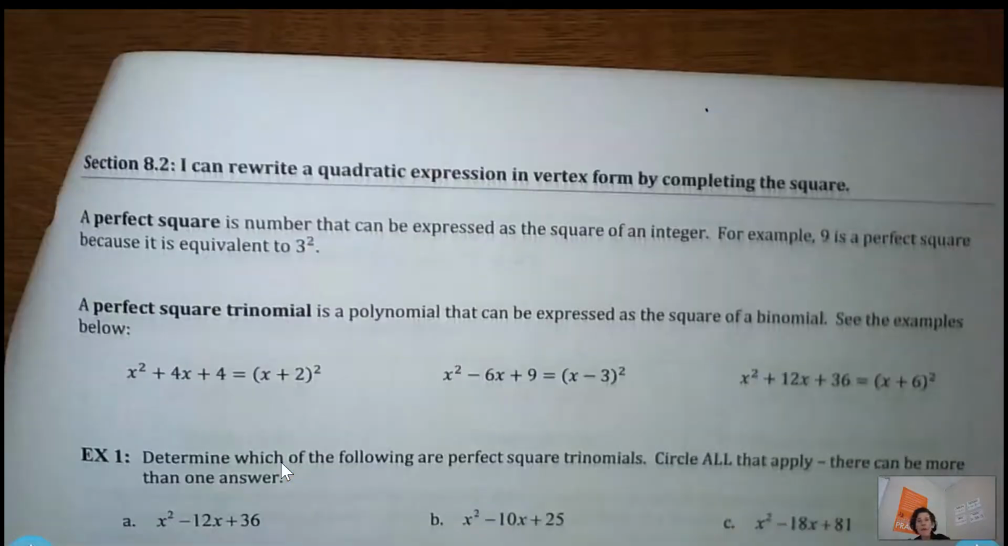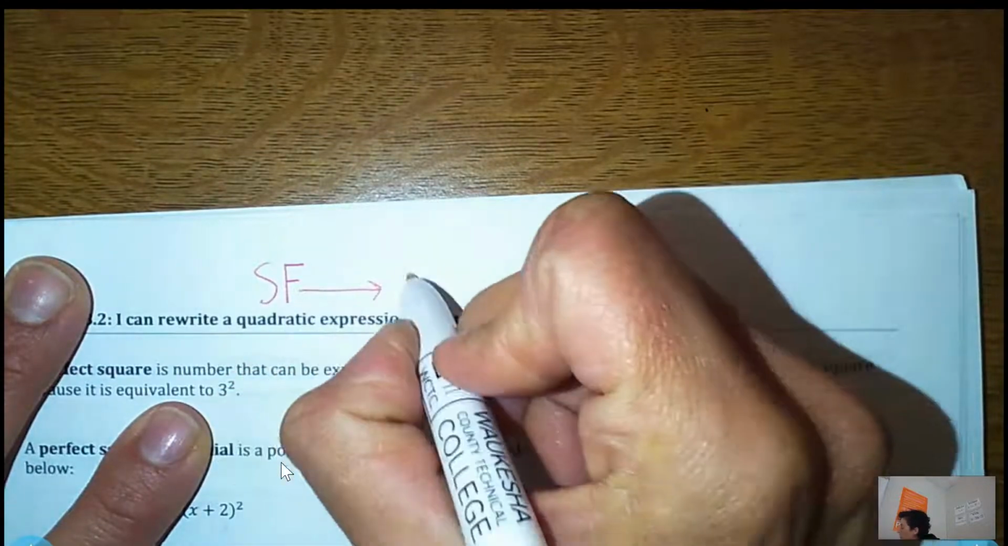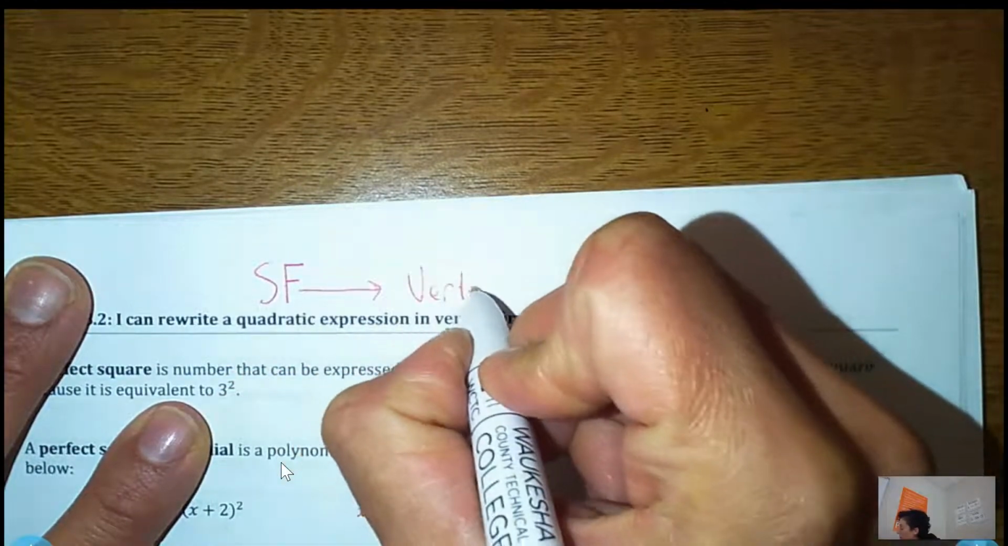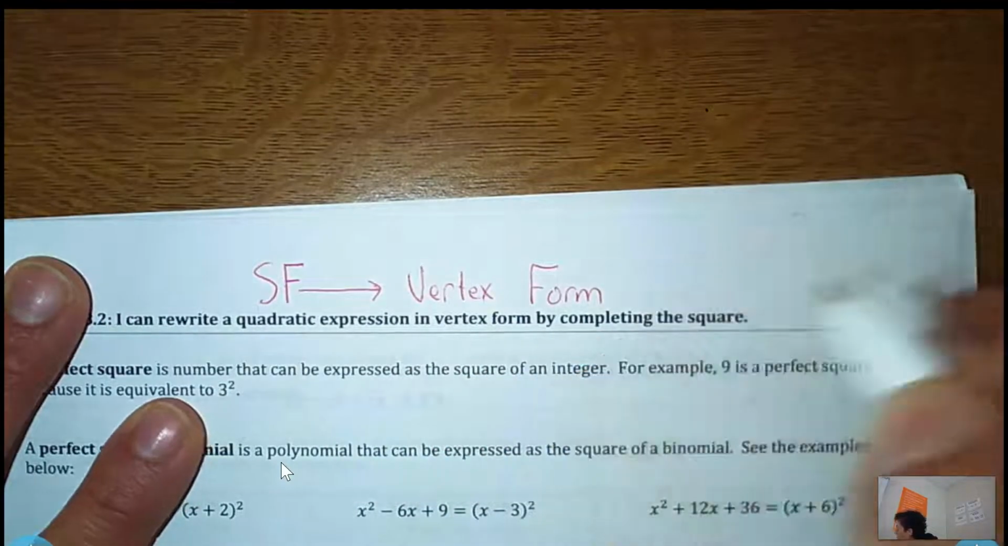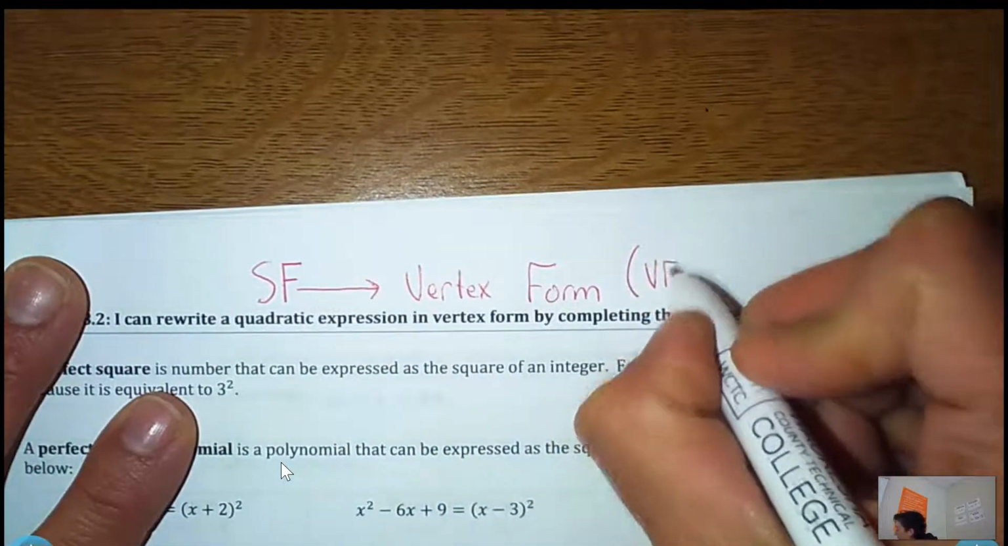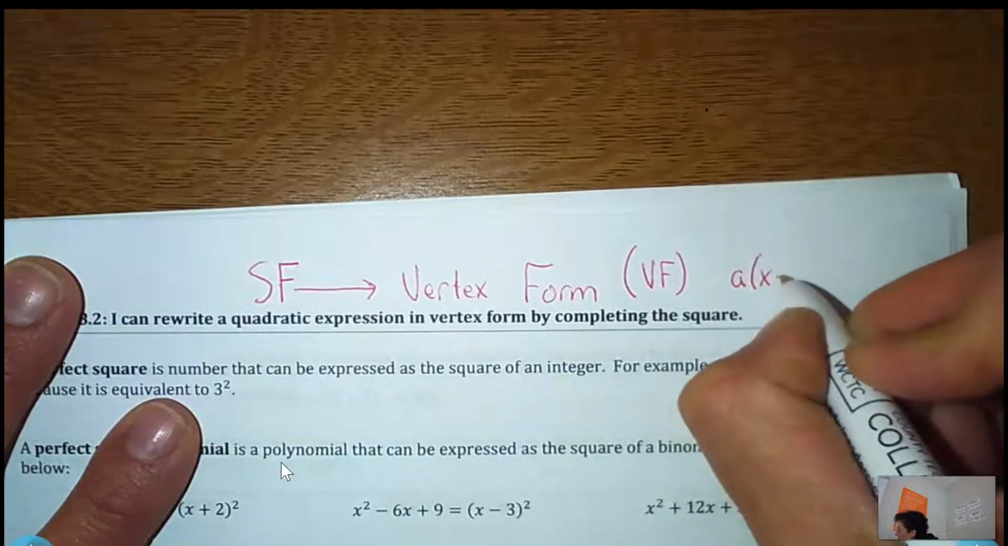All right, welcome back. We are in the skinny packet. We are on page 31, and we are moving into section 8.2. And this time, we're going to take something that's in standard form, so that's SF, and we are going to move it into this new form that we're not quite used to yet, called Vertex Form, which we will abbreviate as VF. And remember, Vertex Form looks something like this.